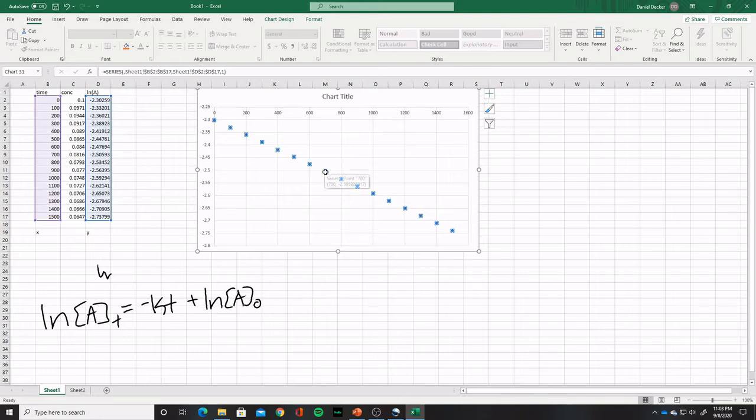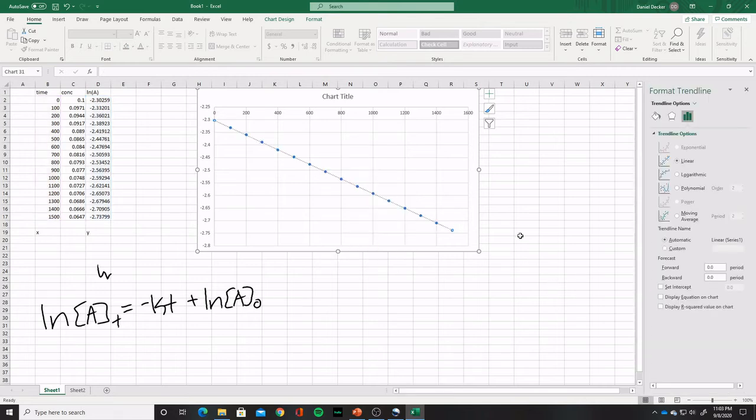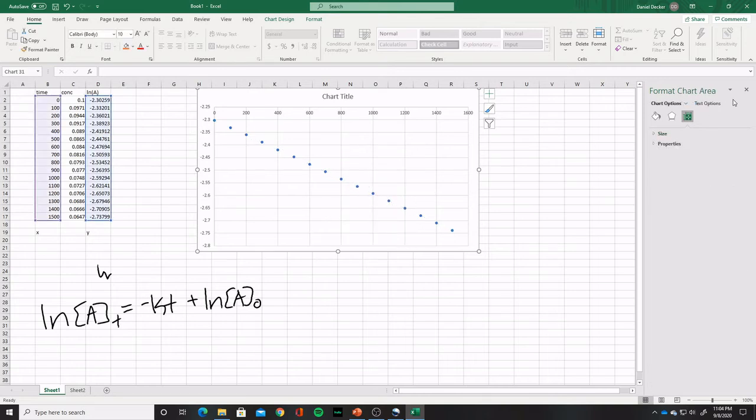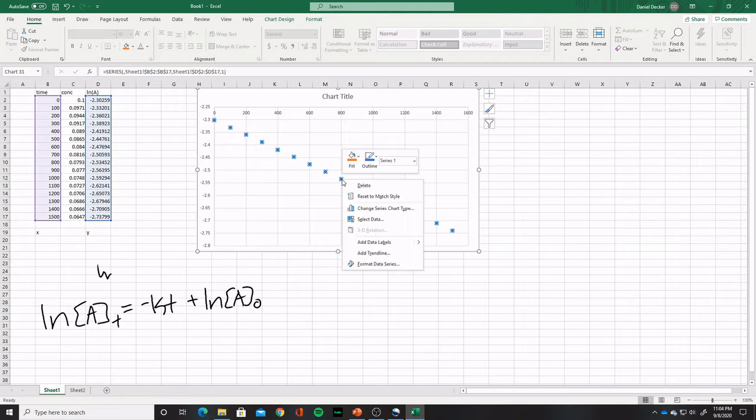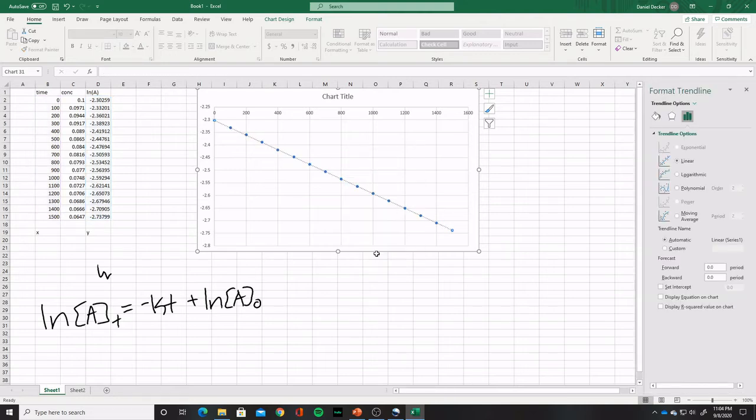Now we need to put in a line just to prove that it is straight, and also to get the slope. So what I did right there was I right-clicked on one of the data points. There's already a trend line there, let me delete it real quick. So if you right-click on one of the data points, one of the options will be Add Trend Line. So you click on that, and then usually you'll want to select these bottom two.